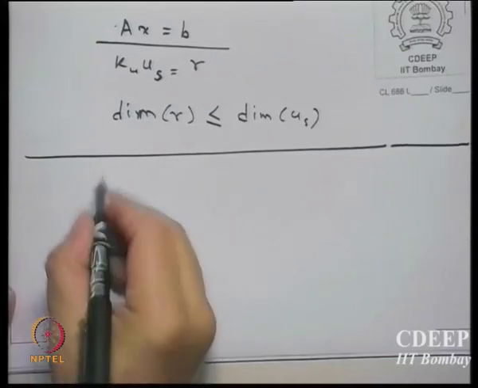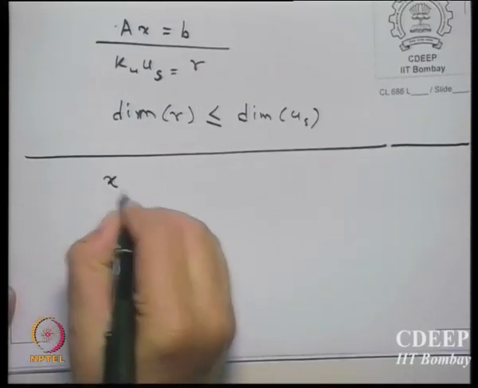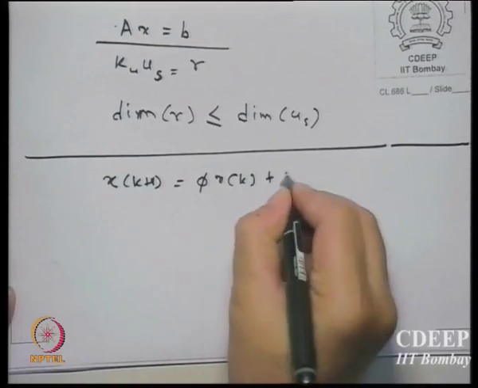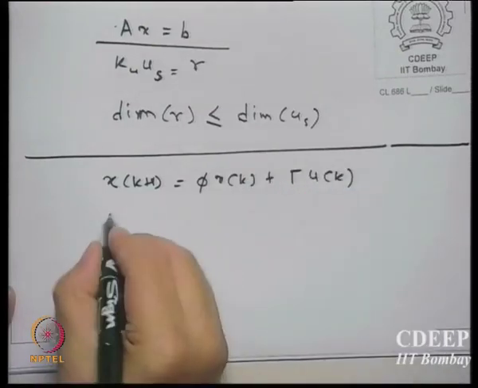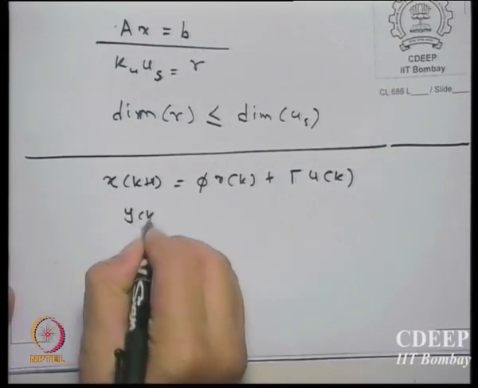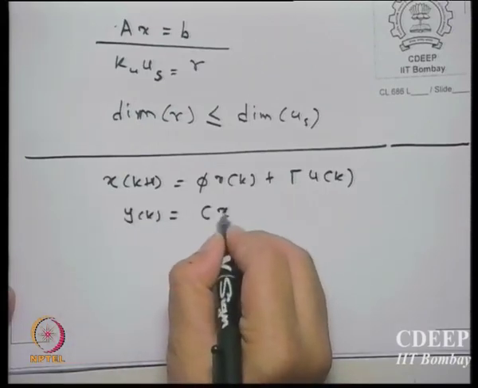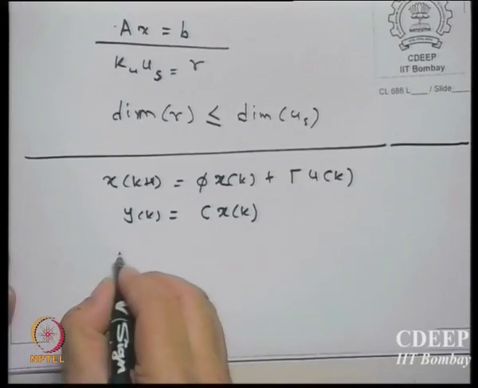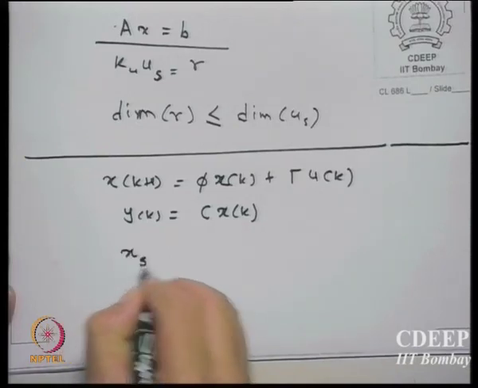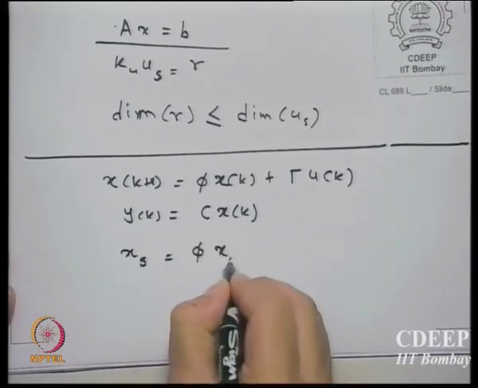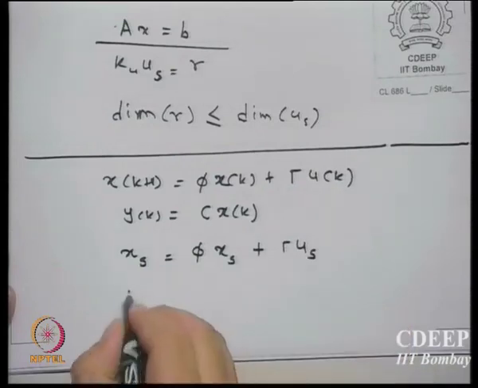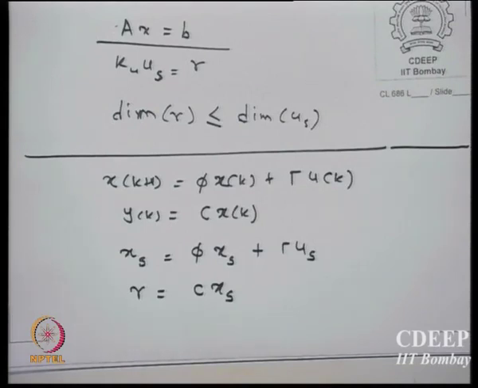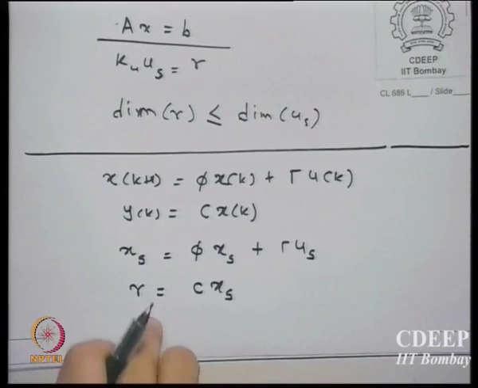So, you have this system: x k plus 1 is equal to phi x k plus gamma u k, and y k is equal to c x k. And I have this other steady state equation: xs is equal to phi xs plus gamma us, r is equal to c xs. I know how to find xs and us now given r.